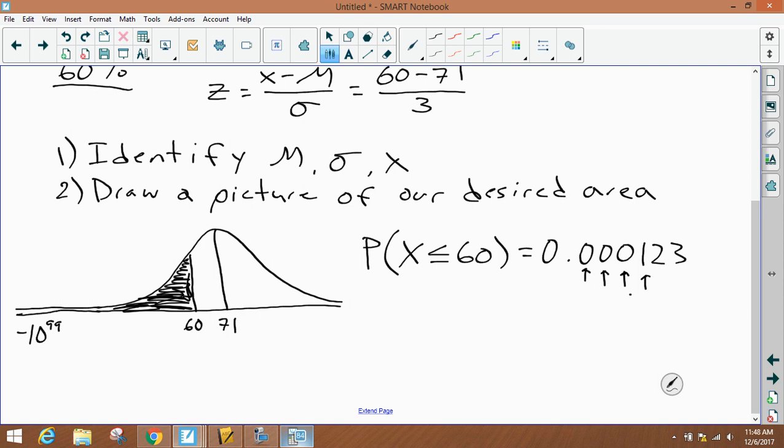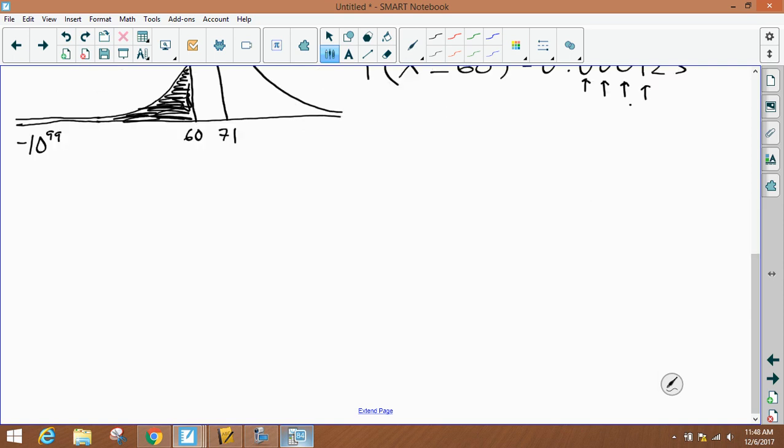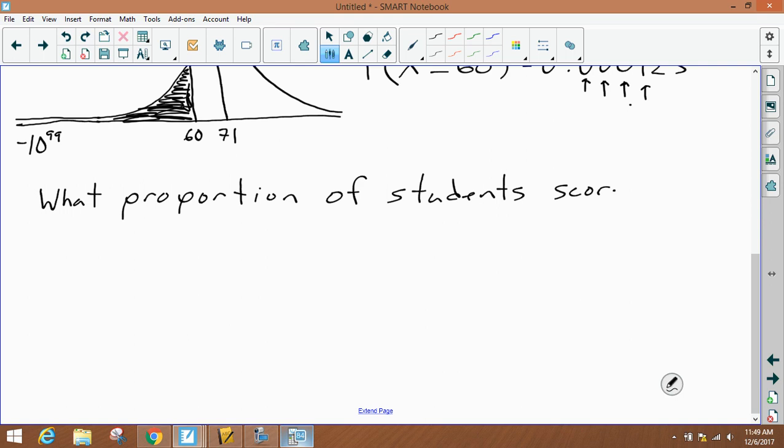What if we wanted to know the probability of getting above a 75? What's the probability that you get a 75 or better? All right. So let's look at this. What is the probability? Or in this case, let's talk about what proportion of students scored 75.